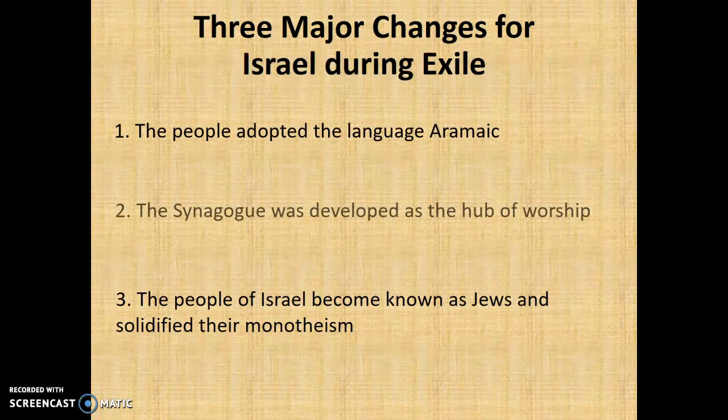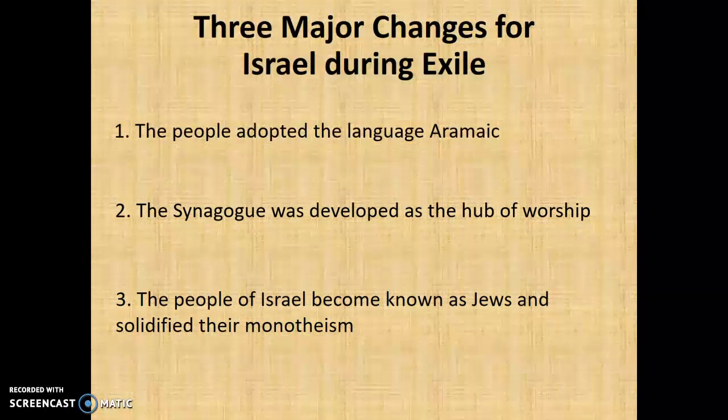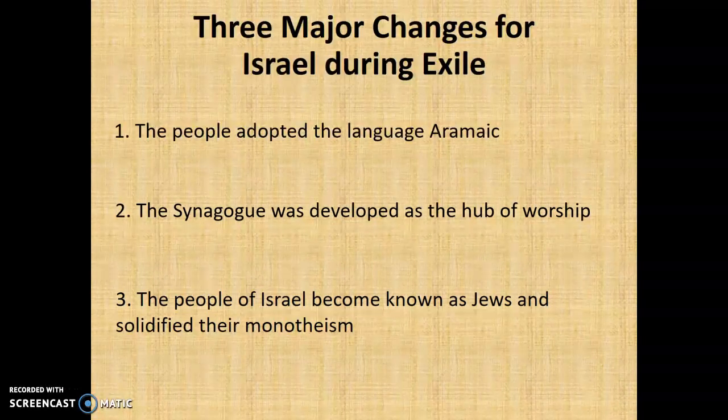Some of the things that are important for the New Testament, or the changes that happened in Israel during exile, while they were in exile. First of all, the people adopted the language of Aramaic, which was spoken in Babylon, and of course they were there for quite a while, so in order to interact with the Babylonians, they started speaking Aramaic. And now this is important for New Testament studies because Aramaic was the language that Jesus probably spoke. Though the New Testament is not written in that language, it is probably what Jesus spoke.